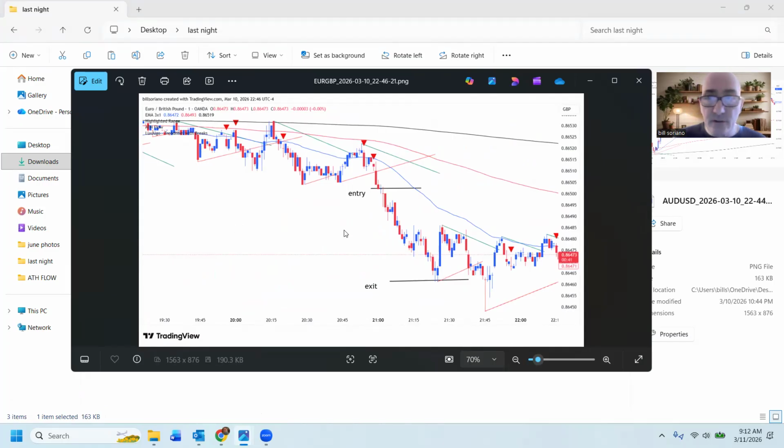GBP. So the euro pound, right? So we see here right around that 9 p.m. Eastern time, you get two alerts go off. There's the first one, there's the second one. Our moving averages are lined up for a bearish trade. They're also lined up like that on the 1 hour time frame as well.